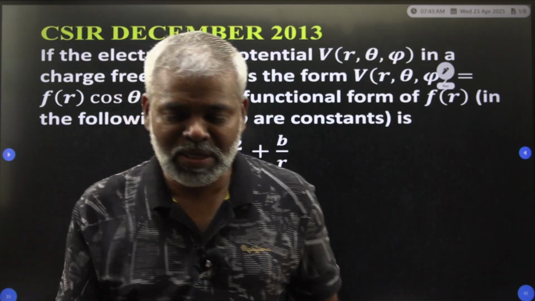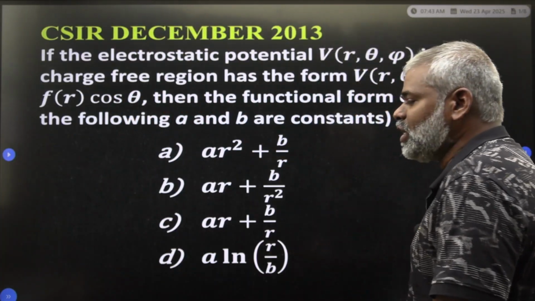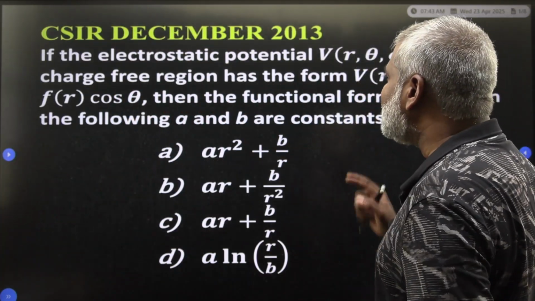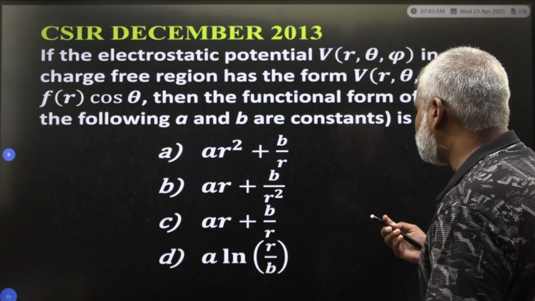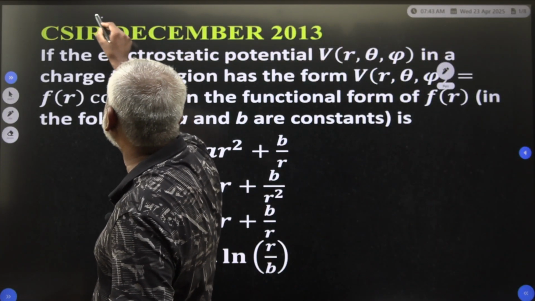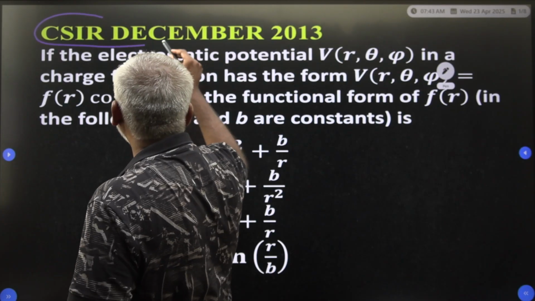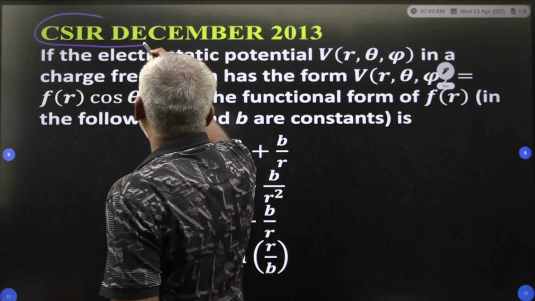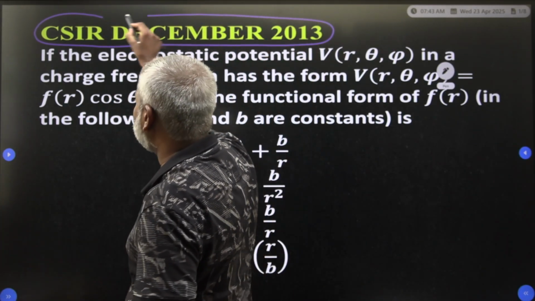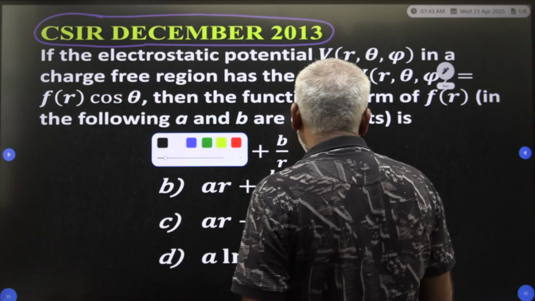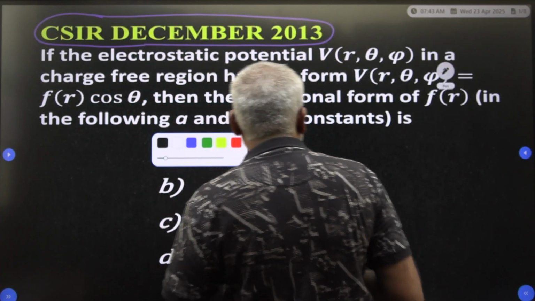spherical polar coordinate system. So, when this question came, you have to see, in CSIR December 2013, this question was asked. This question was asked in CSIR December 2013.